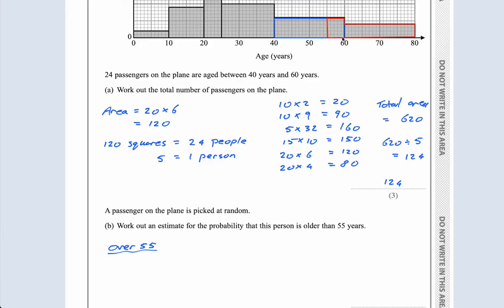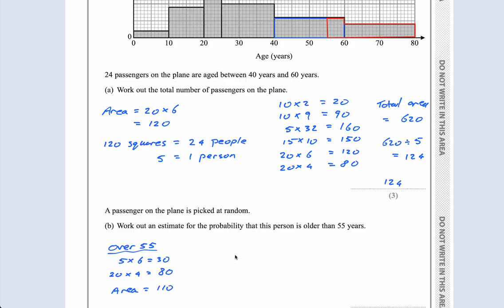I'll do this. 5 times 6. 5 times 6 is 30. And I'll do 20 times 4 is 80. 20 times 4 is 80. So we have 110. So the area equals 110.